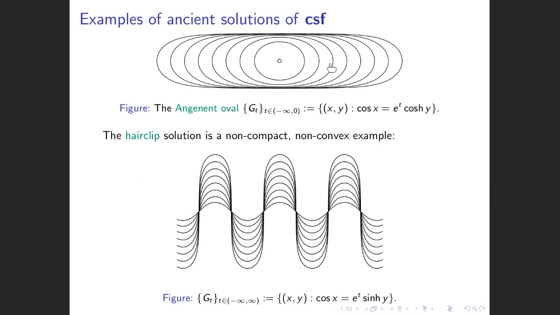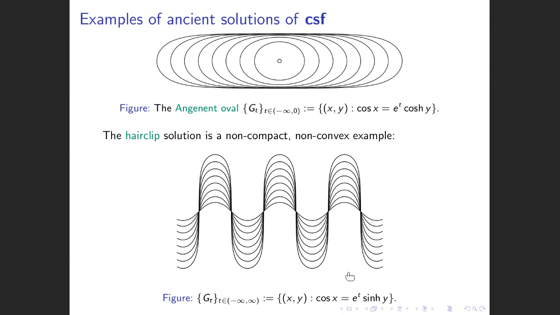Okay, so if you change here the hyperbolic cosine to a hyperbolic sine, you still get an ancient solution known as the hairclip solution. This now is a non-compact solution, and it's also non-convex. The picture here is a bunch of Grim Reapers coming from above and a bunch of them coming from below, joining up nicely here on straight lines.